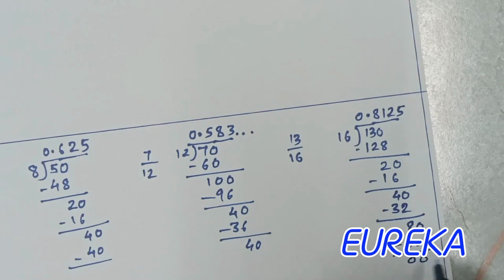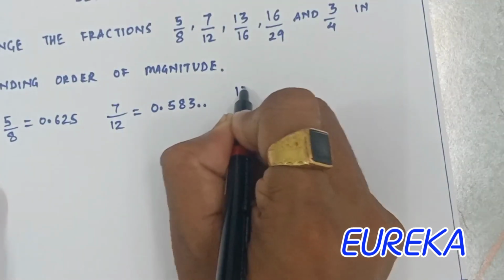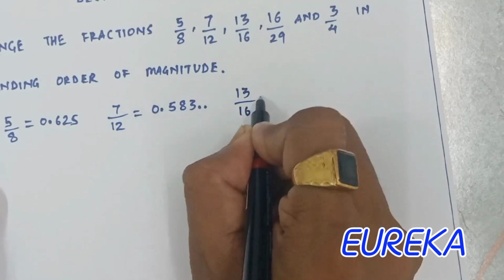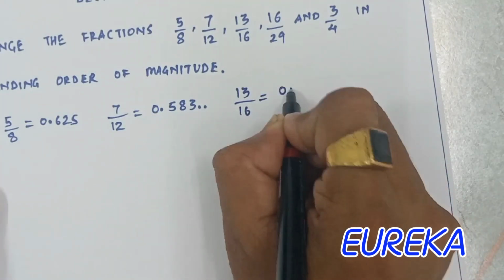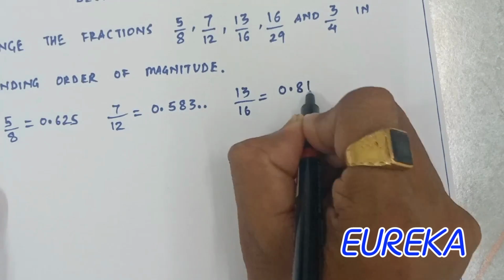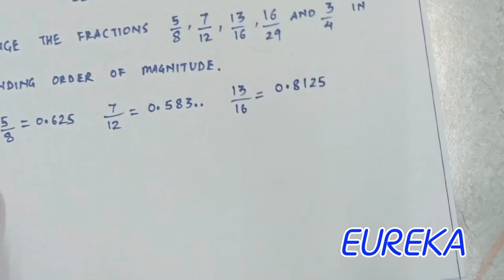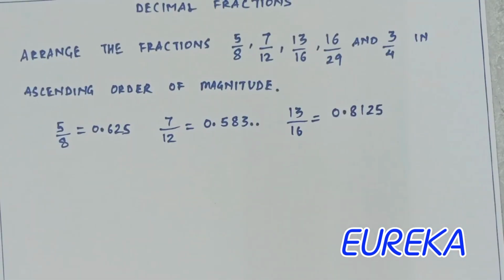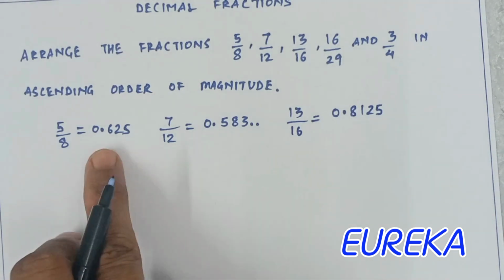So division stopped here. So we can write here 13 by 16 as 0.8125. Clear? Now from the division, from the fraction itself, you can see that this is terminating.